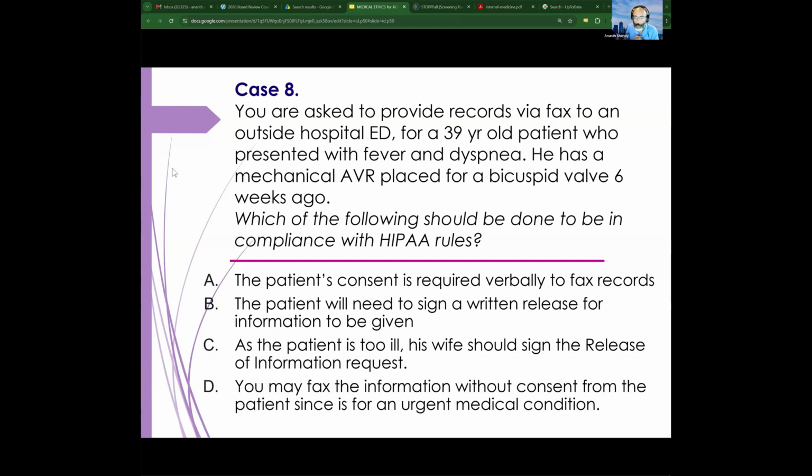So, Sharon, if we could pull open the poll, would it be the patient's consent is required to verbally fax records? Would it be the patient will need to sign a written release for information to be given? Would it be as a patient is too ill, his wife should sign the release of information request? Or is it D, you may fax the information without consent for the patient since it is an urgent medical condition?